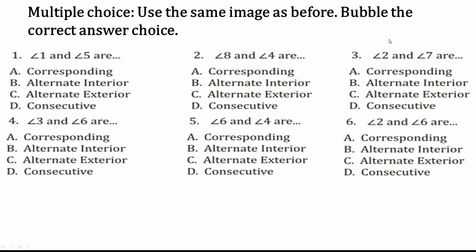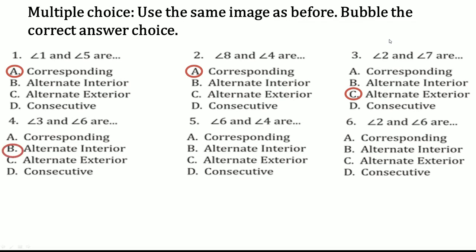You're just using multiple choice using the same image as before. Angle 5 and angle 1, or angle 1 and angle 5, they look like they're in the same spot, so that is corresponding. Angle 8 and angle 4 look like they're also in the same spot, so that's also corresponding. 2 and 7, they flip and they're both on the outside, so that is alternate exterior. 3 and 6, it seems like they're flipping and they're both on the inside, so that's alternate interior.